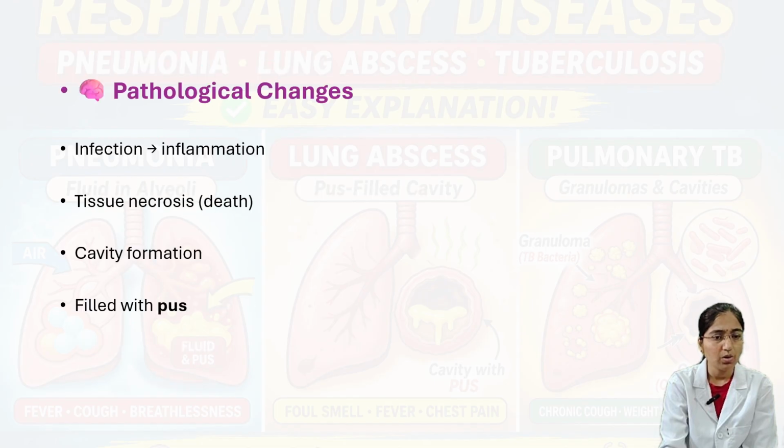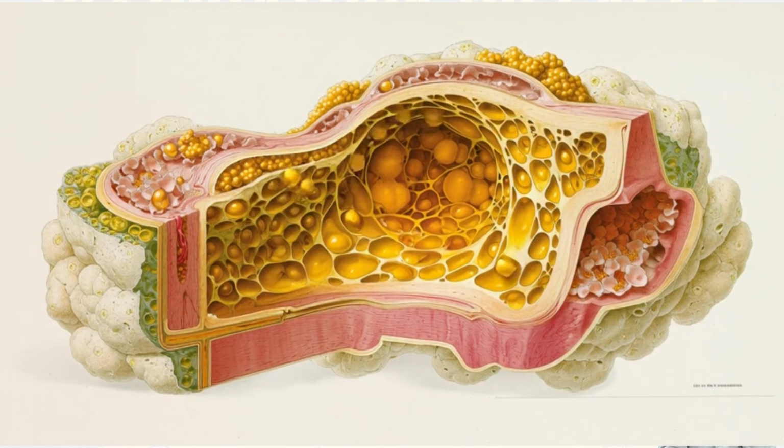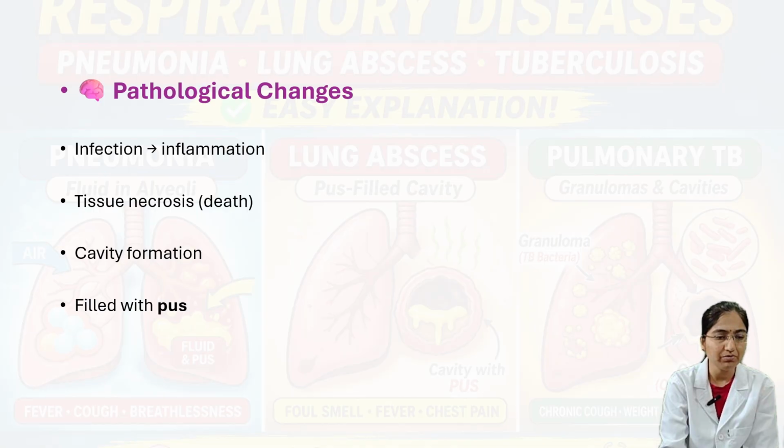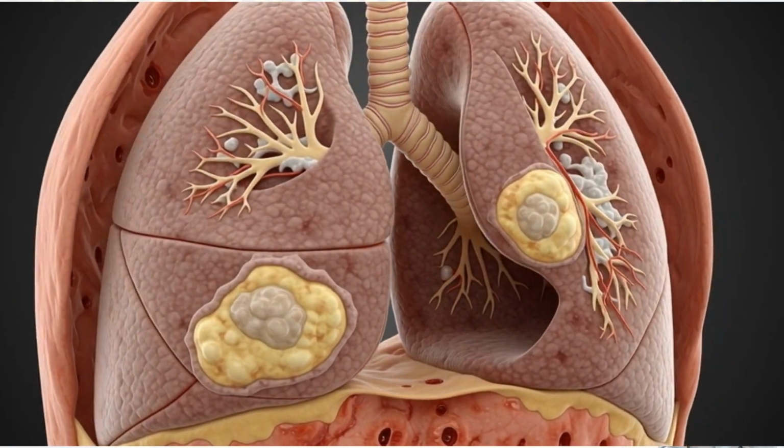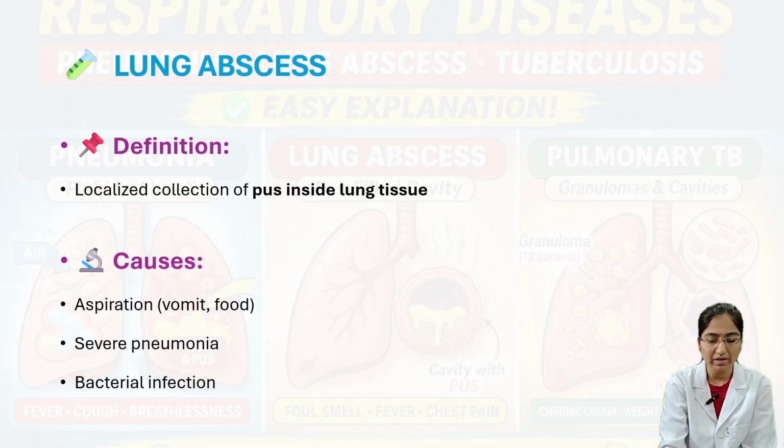These are the causes. We'll see here the important thing, the pathological changes in lung abscess: infection turns into inflammation, and then tissue necrosis, death of tissue, takes place, and then cavity formation, which is filled with pus. This is the pathological change we can observe in lung abscess.